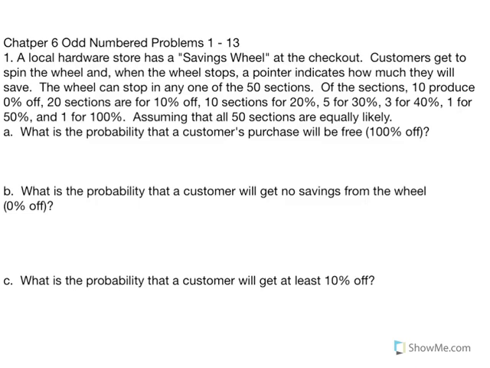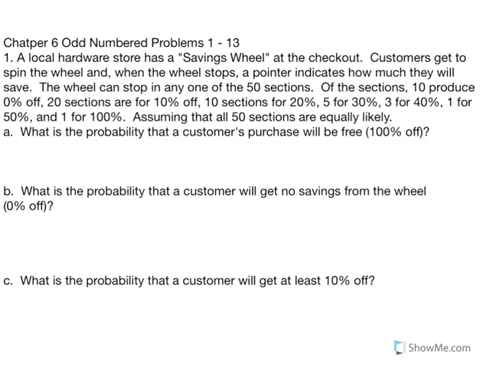Chapter 6, Odd Number Problems 1 through 13. Number 1. A local hardware store has a savings wheel at the checkout. Customers get to spin the wheel, and when the wheel stops, a pointer indicates how much they will save. The wheel can stop in any one of the 50 sections.